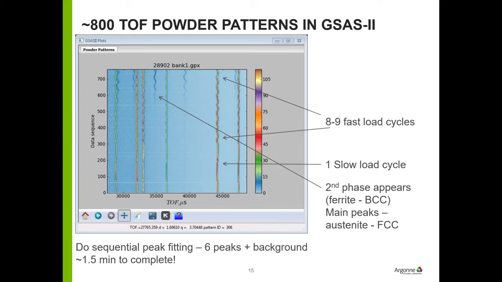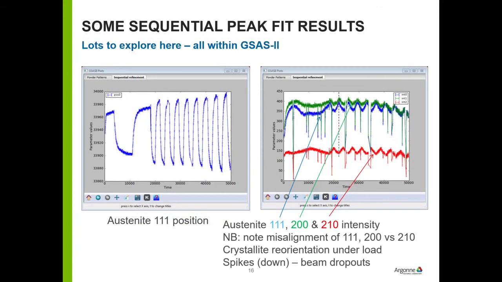So you did a sequential peak fit across all of these 800 powder patterns. It took a couple minutes to do, really quick. And then you get this table of values, which you can then plot as a function of time. And so this is the position of one of the austenite reflections. As you can see, it shifts back and forth, and there's a slow relaxation of it as the sample begins to fail from all the repeated loading. And you can actually sort of see it stretch out.